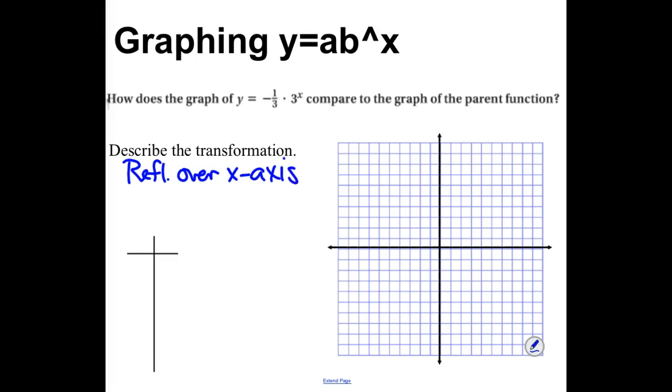All right, I heard reflect over the x-axis. Do we agree with that? And that's because of the negative? What else happens? Good, vertical compression by a factor of 1/3. So now instead of my y values getting multiplied by 3, we're actually going to divide them by 3, right? Times by 1/3. Okay, let's start with our parent function.